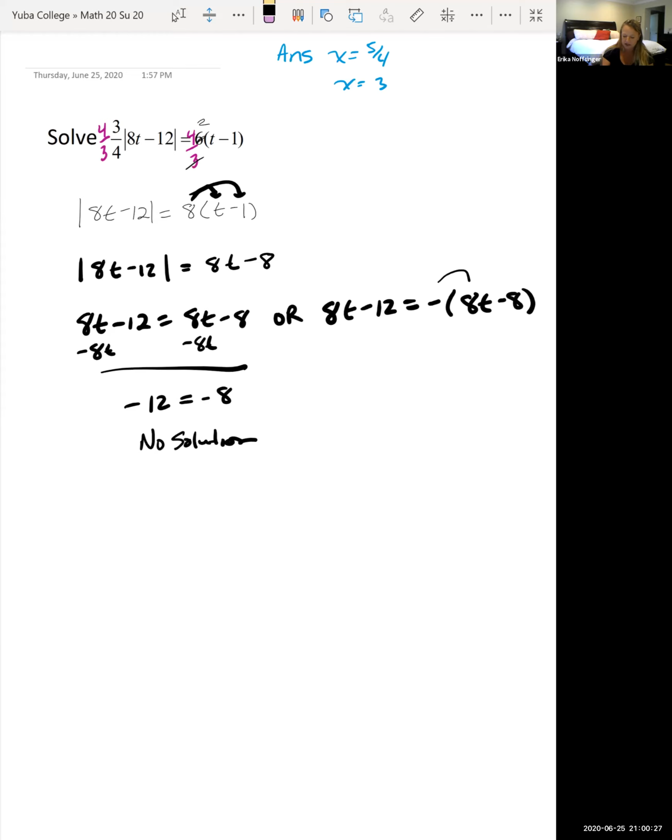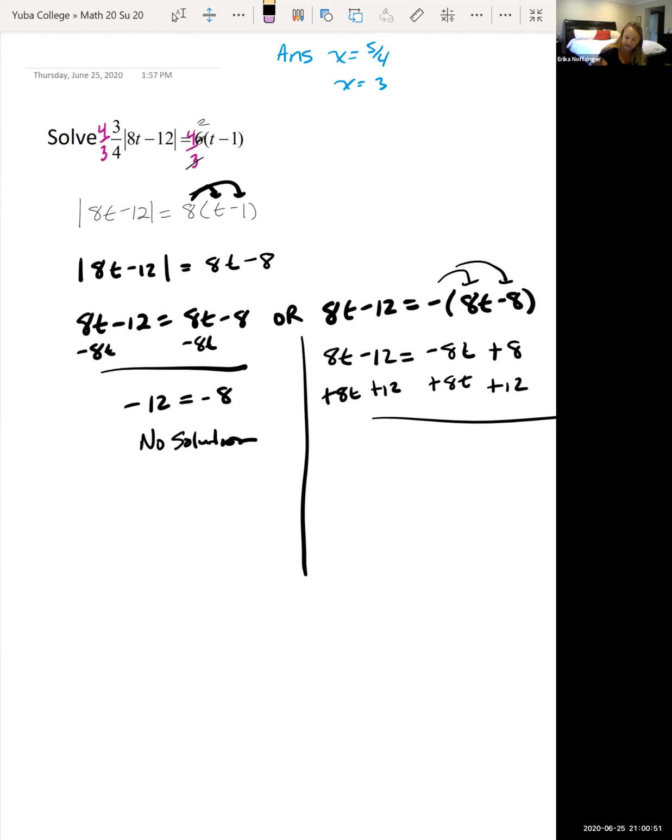So we want to do the same thing. We want to solve for t in the other equation. And so we have 8t minus 12 is equal to, so distribute our negative, we have -8t plus 8. Get all the terms with t on one side, so let's add 8t to both sides. And let's add 12 to both sides. So we have 16t is equal to 8 plus 12 is 20.